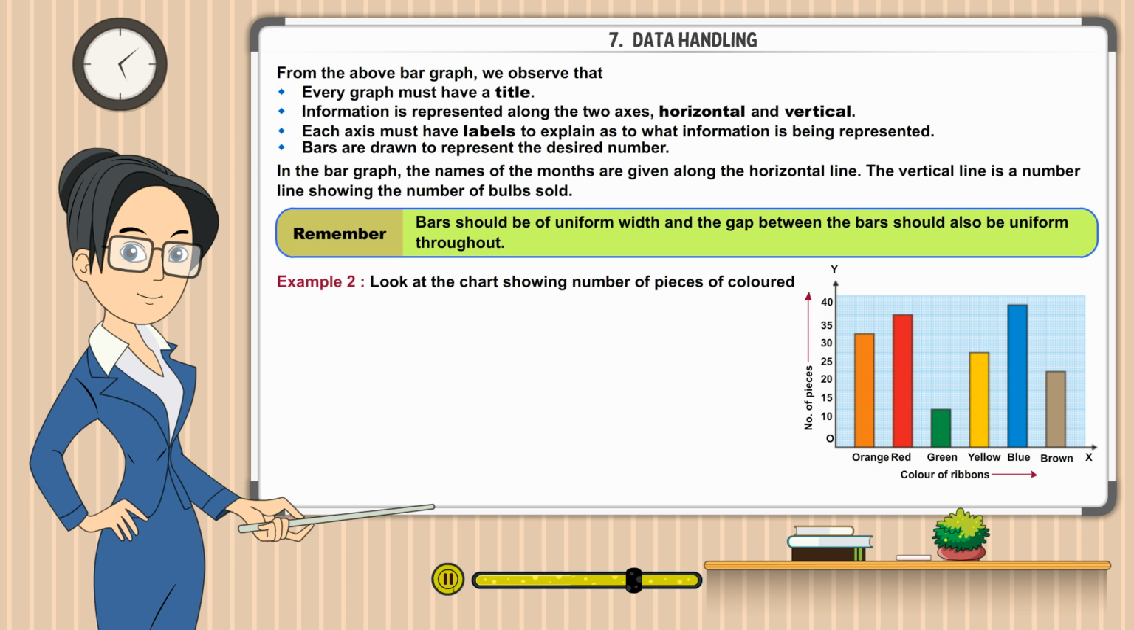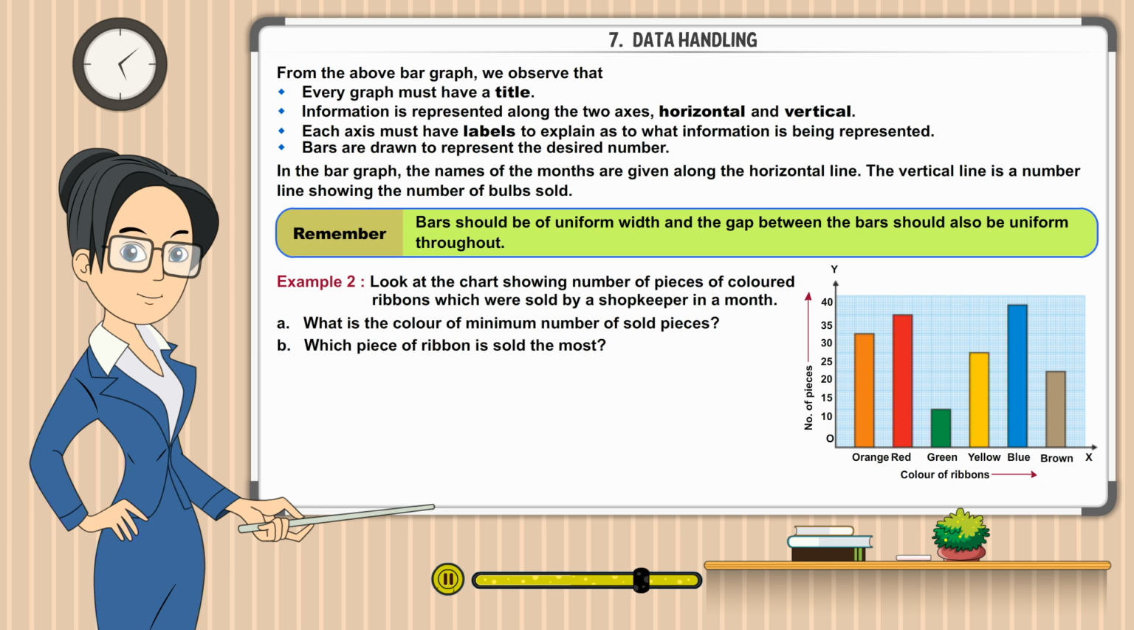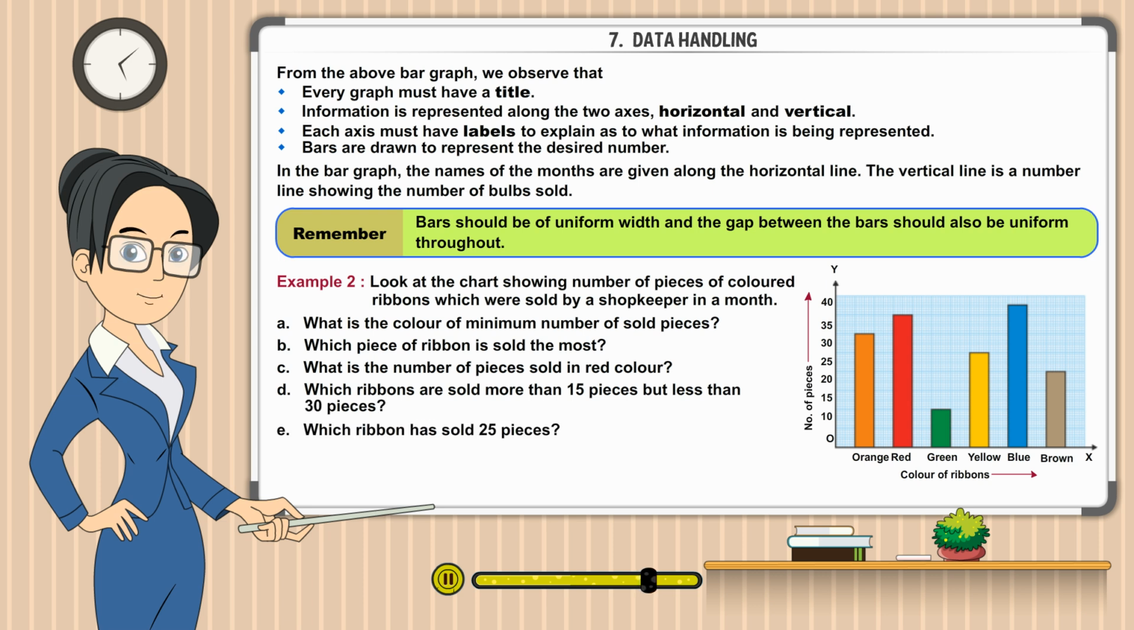Example 2. Look at the chart showing the number of pieces of colored ribbons which were sold by a shopkeeper in a month. A. What is the color of minimum number of sold pieces? B. Which piece of ribbon is sold the most? C. What is the number of pieces sold in red color? D. Which ribbons are sold more than 15 pieces but less than 30 pieces? E. Which ribbon has sold 25 pieces?